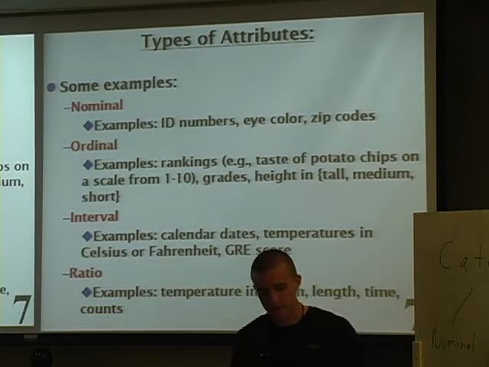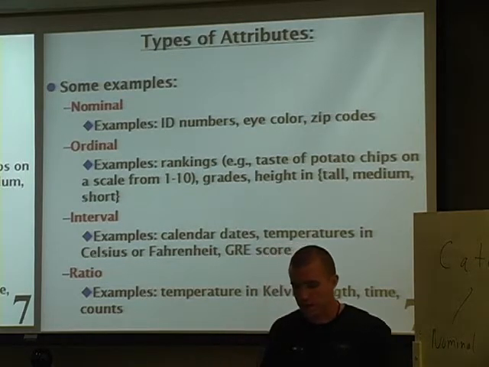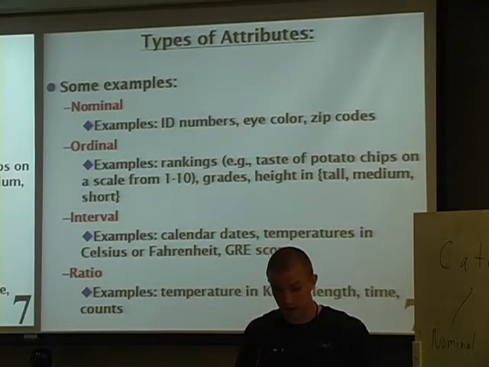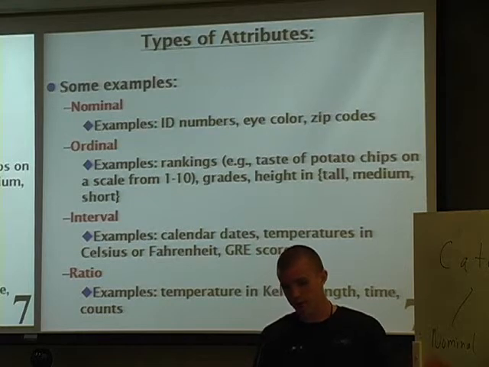Whereas ratio is everything else that's numeric. Things like temperature in kelvins, right? That's a measure of how much heat energy, so you could say this thing has twice as much heat energy. Length, something is twice as long. Time, something took twice as long. Counts, I have twice as many as you do, right? Those all make sense to divide.